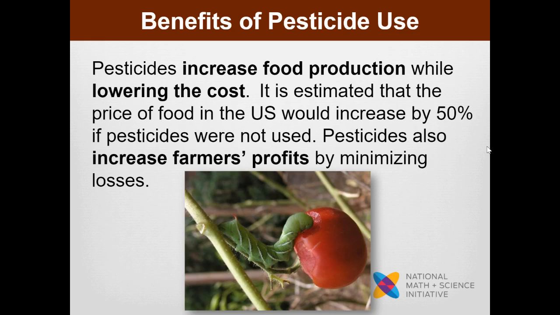Now, some benefits of pesticide use is to increase food production while continuing to lower the cost. It's estimated that the price of food in the US would increase by 50% if pesticides were not used. And that's simply because we know that those pests are going to be consuming those crops, which means you're going to be losing a lot of your crop yield. And so pesticides increase the farmers' profits by minimizing their losses.